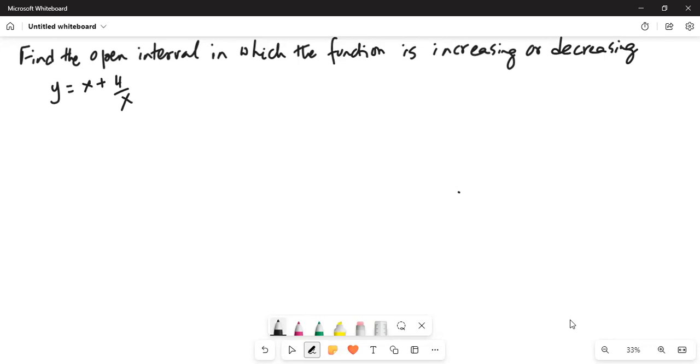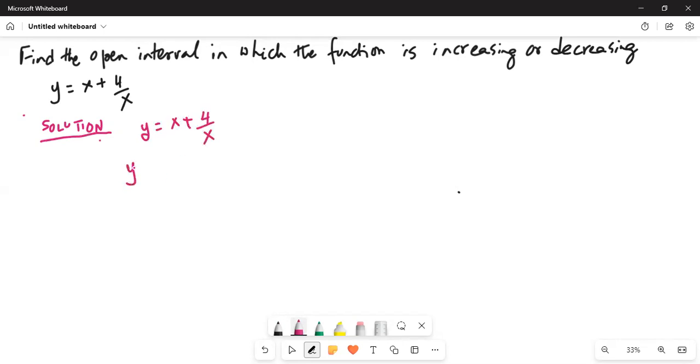Find the open interval in which the function is increasing or decreasing. The function is y equal to x plus 4 over x. Okay, so let's do the problem. Solution. y is equal to x plus 4 over x.